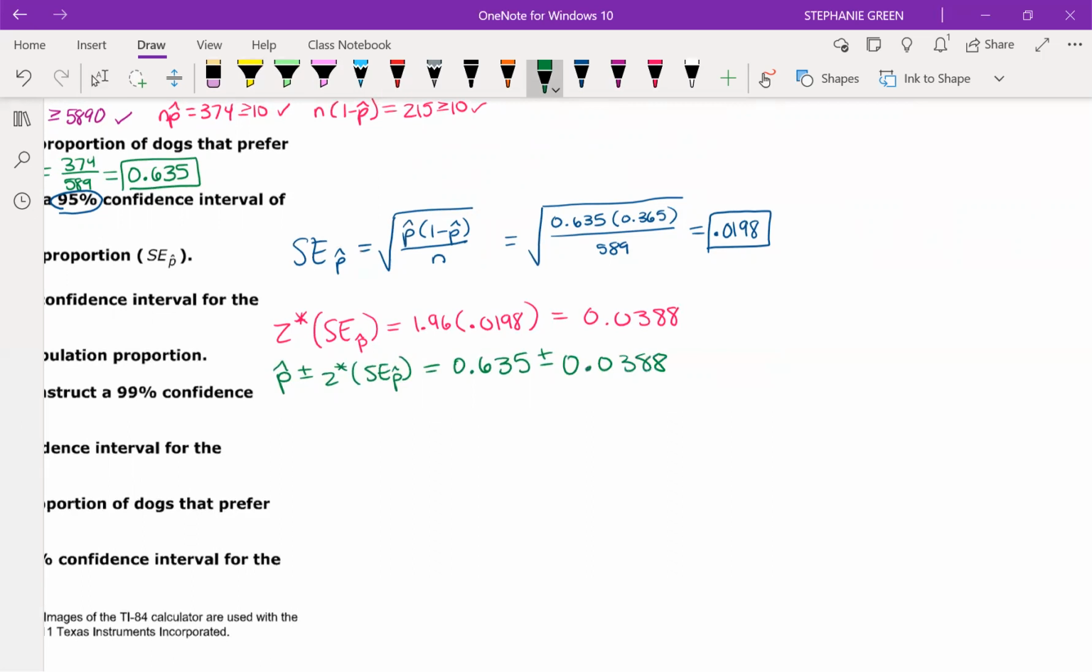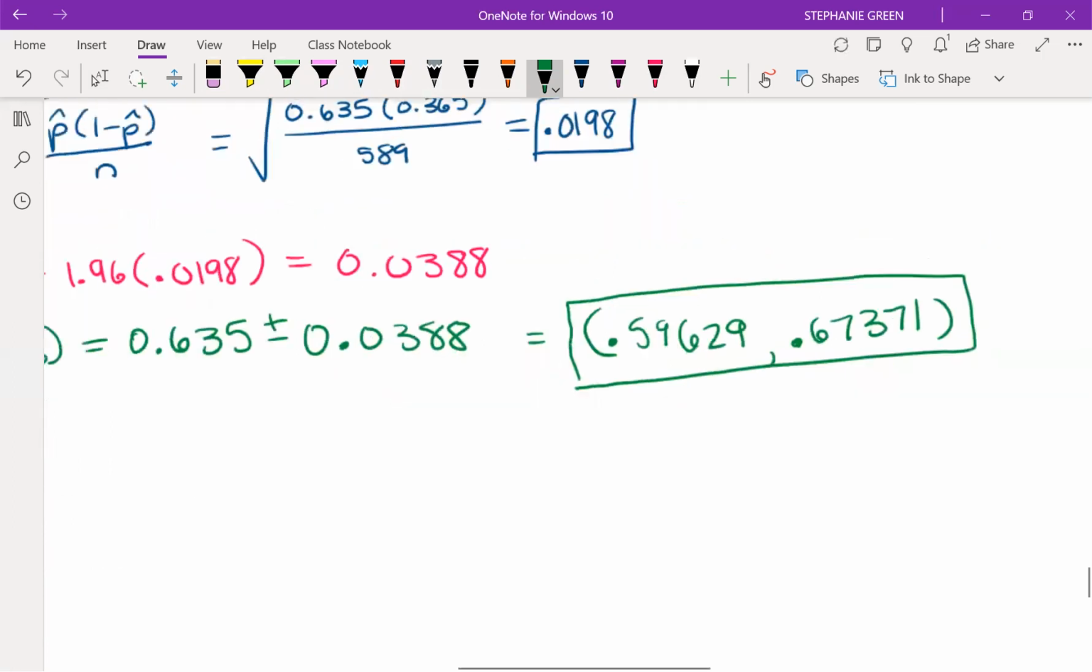0.0388. So I'll subtract to get my lower bound, which is 0.59629. And add to get my upper bound, which is 0.67371. And there we go. Now we can say we are 95% confident that the true population proportion of dogs who prefer vicious victuals is within these two numbers, is within this interval.